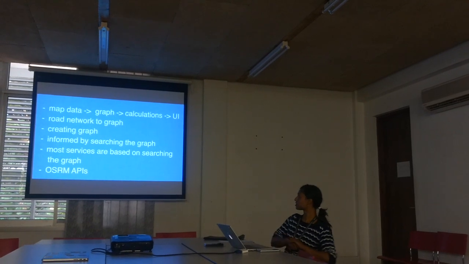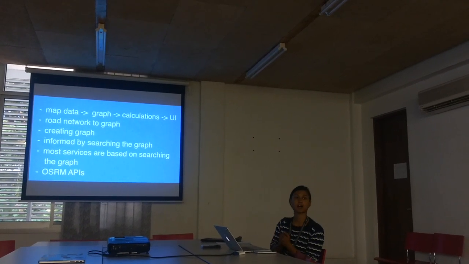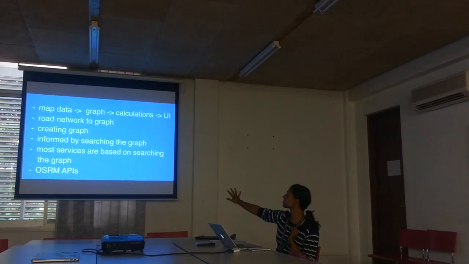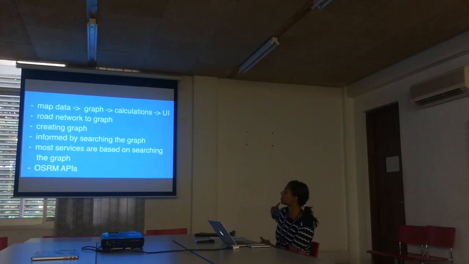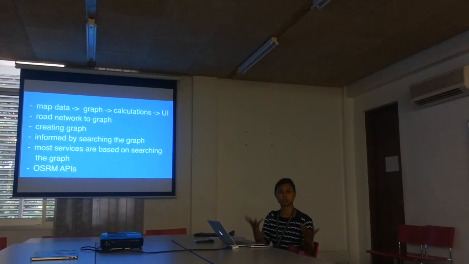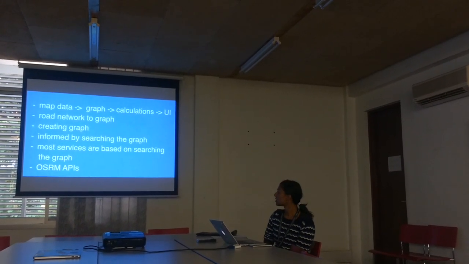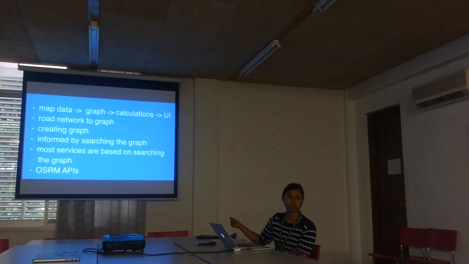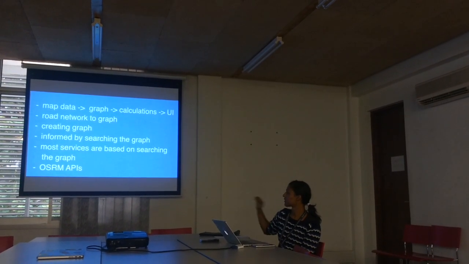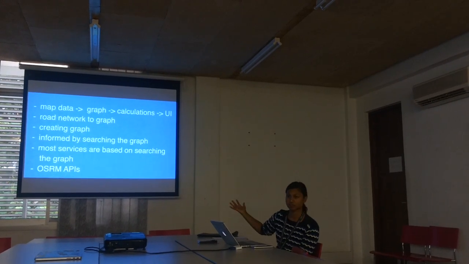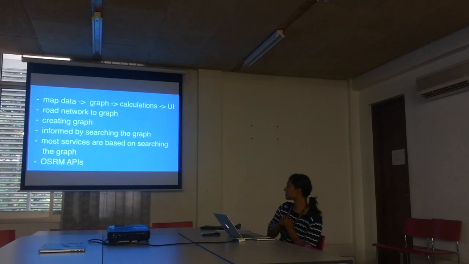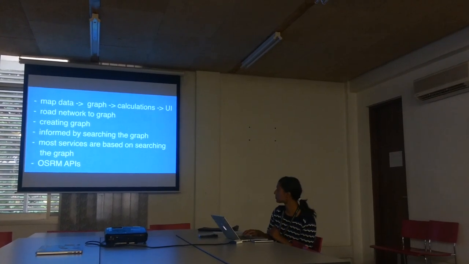Okay. So a rundown of what we talked about. We talked about how map data gets converted into a graph on which we do calculations, and then you can send it to a user interface. We talked about how you turn a road network into a graph, and what goes into creating the graph. And then the fact that it's informed by having to search the graph. Most services are based on searching the graph. And then we looked over the OSRM APIs.